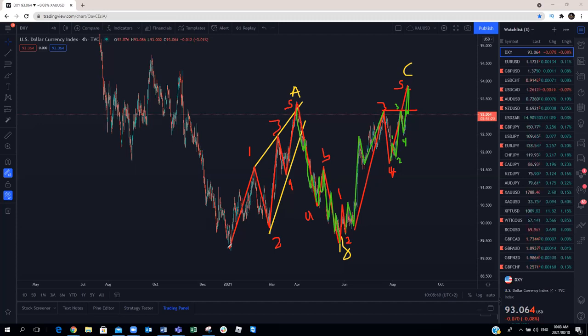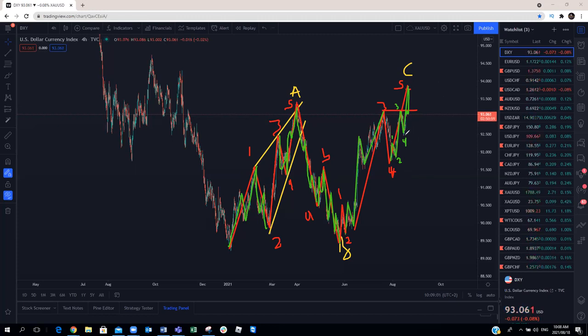So you can do the same thing for this here. So here you would have 1, 2, 3, because this is a diagonal. So you are allowed to have 3 waves in 1. You're allowed to have 3 waves in 2. You're allowed to have 5 waves in 3. That's allowed. Okay, so 1, 2, 3, and you'll have another 3 waves there for the wave 5. So that is the structure that we're looking at here.